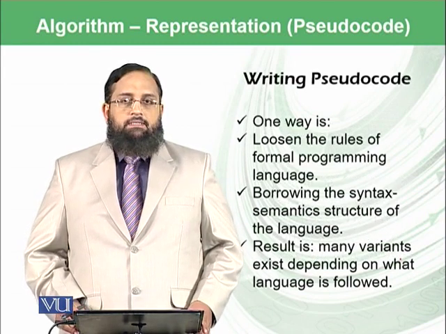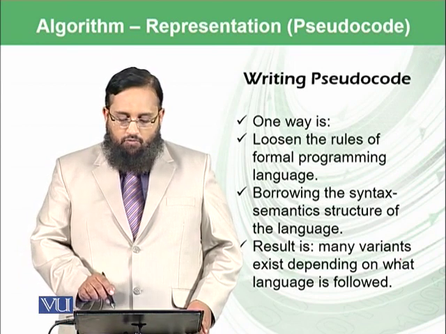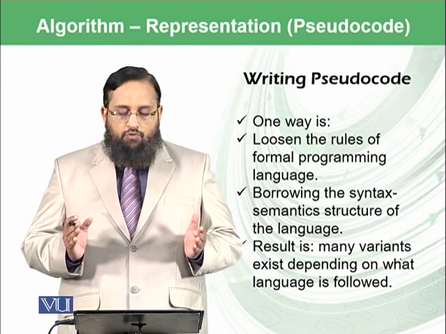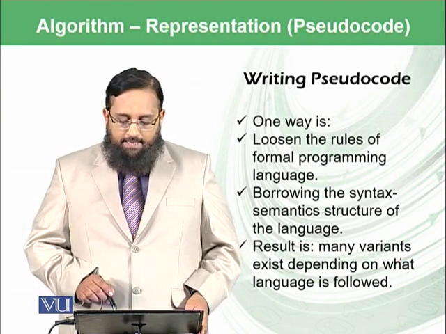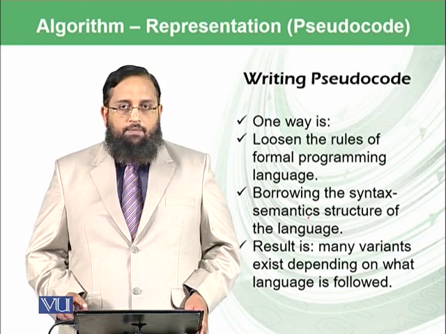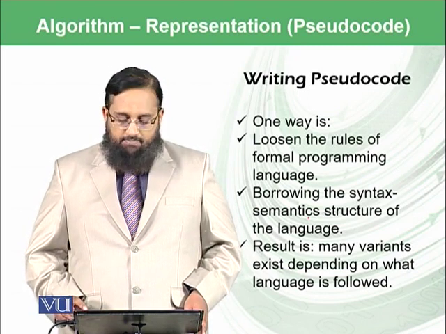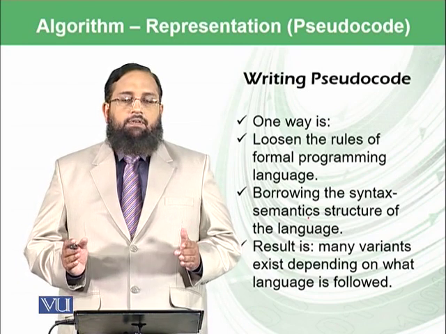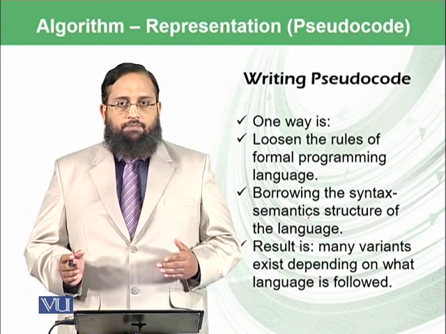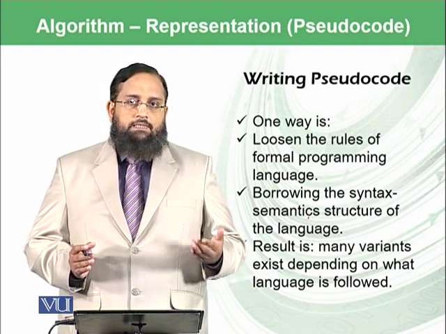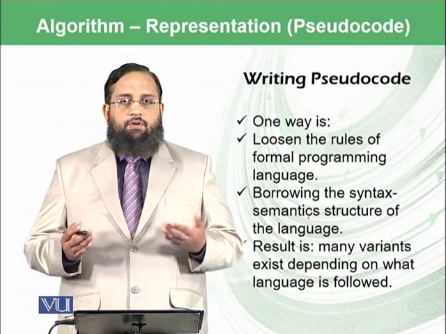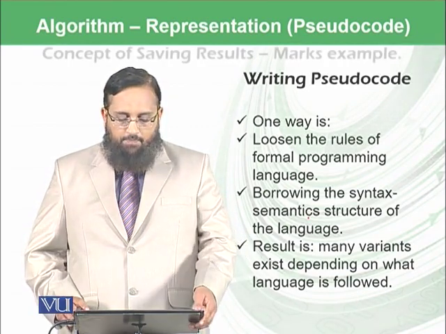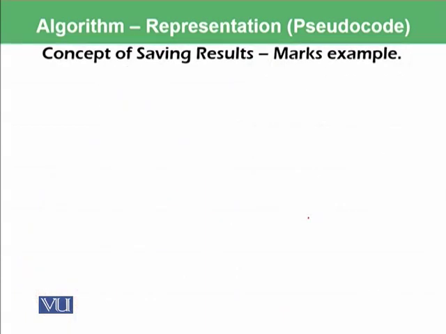One way of representing an algorithm using pseudocode is that we loosen the rules of formal programming languages. We do not remain very strict, and we borrow the syntax and semantic structure of the language to represent a pseudocode. The result is that many variants exist, depending on what language has been used to build the pseudocode. Sometimes one uses C, sometimes Pascal, Java, or any other programming language to represent the algorithm using pseudocode.